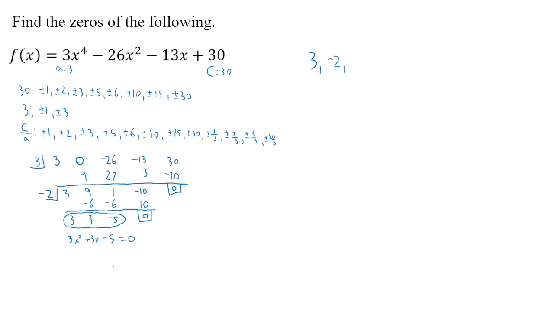But it seems like 3x squared plus 3x minus 5 cannot be factored. Therefore, we're going to use the quadratic formula. So a is 3, b is 3, and c is negative 5. x equals negative 3 plus or minus the square root of 3 squared minus 4 times 3 times negative 5, all over 2 times 3.